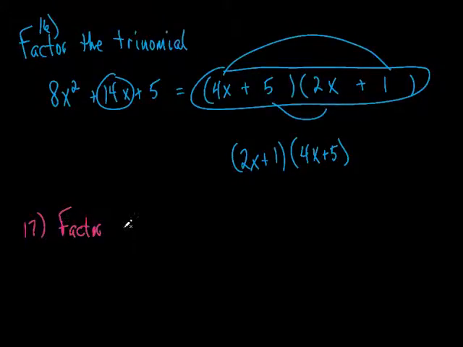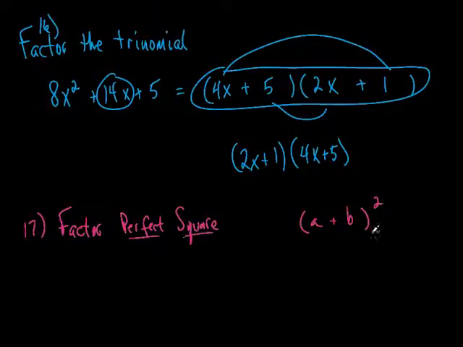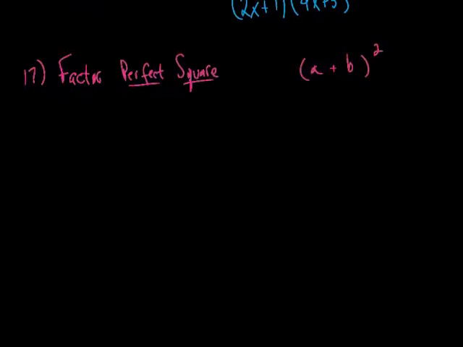Factor the perfect square. Now that should tell you something. What does a perfect square look like? It's a parentheses with a squared on the outside. This sign in the middle could be plus, could be minus, whatever. That's what my answer should look like. Everybody understand that? So when I say factor the perfect square, you know your answer is going to look something like this.